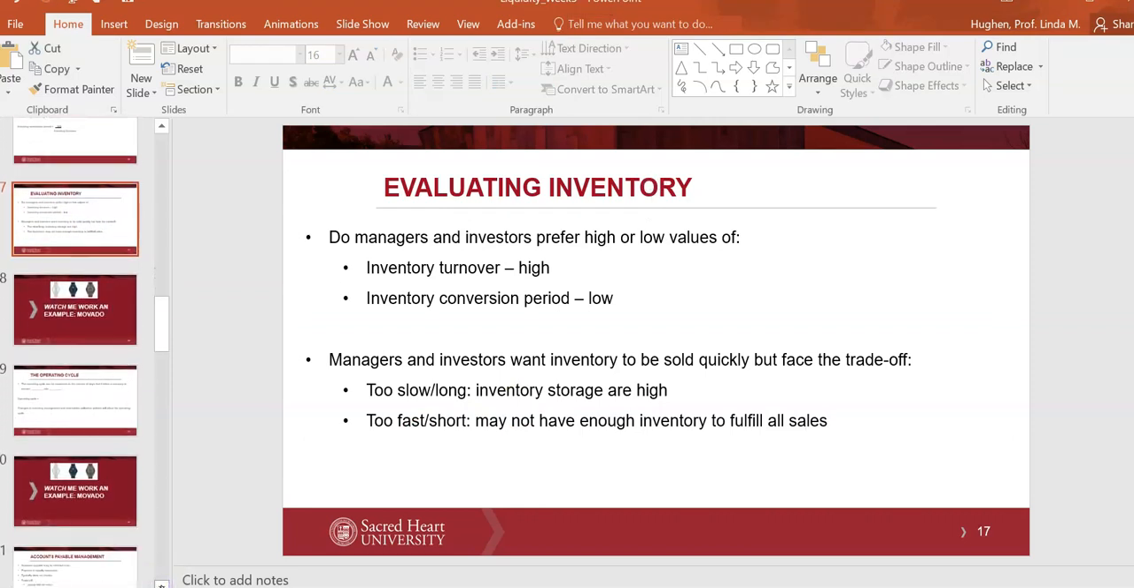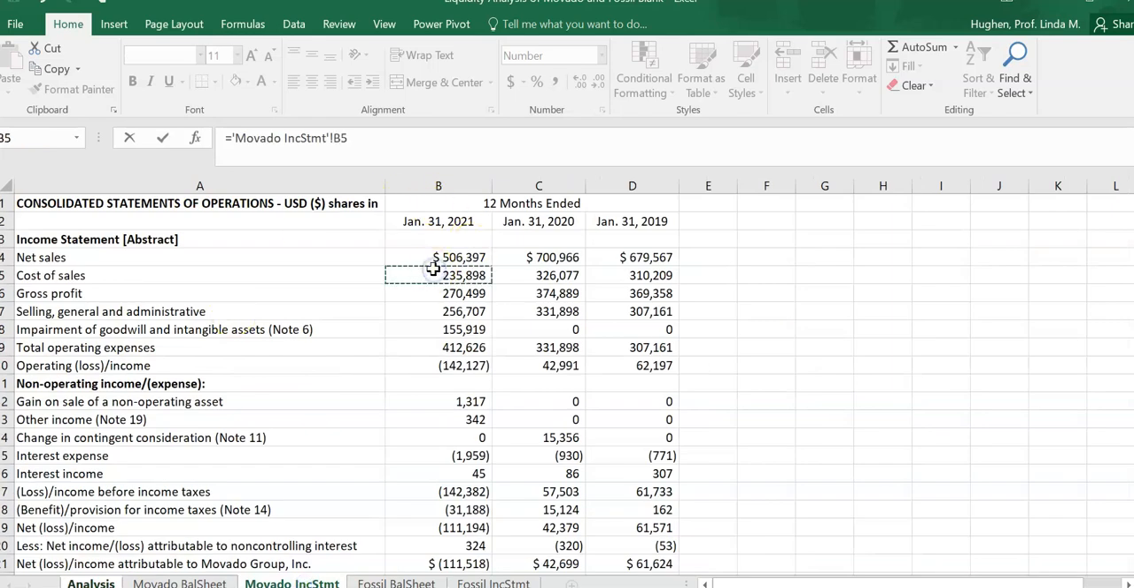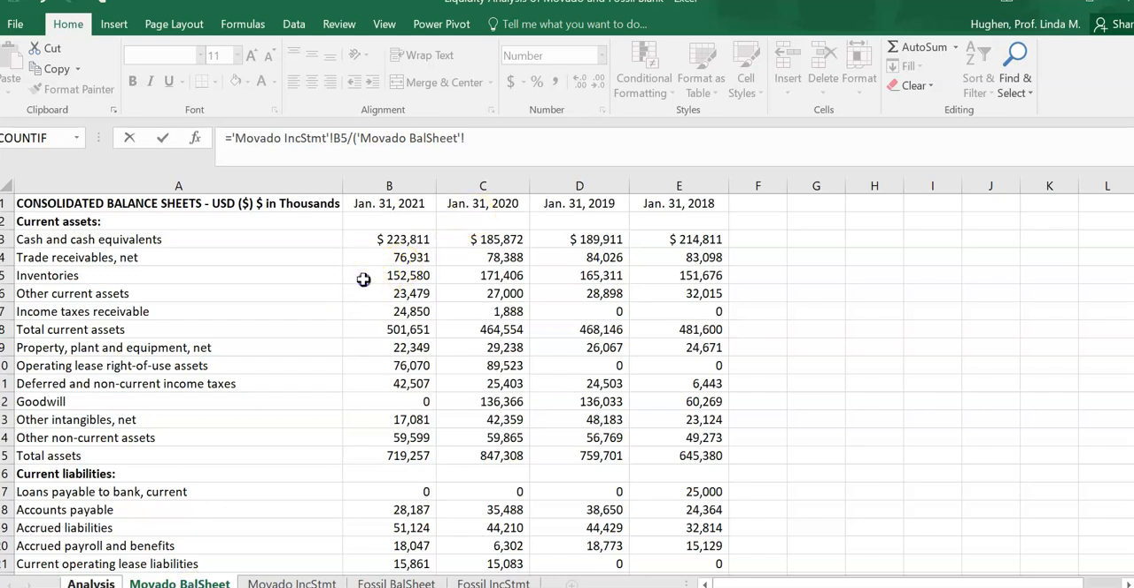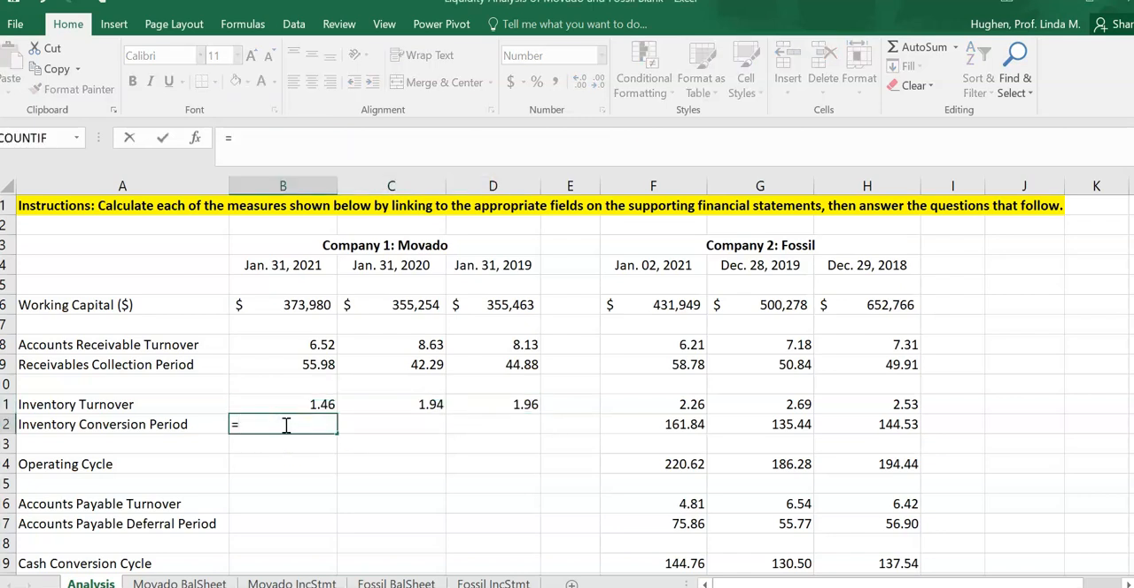Let's continue our Movado example and look at the inventory turnover and inventory conversion period. Inventory turnover, I want to link to cost of goods sold or cost of sales and divide that by average inventory. I have inventory turnover of 1.46, which indicates that the company is only selling its total inventory about 1.5, and in prior years, 2 times a year. Without even looking at competitors, that's a relatively low number.